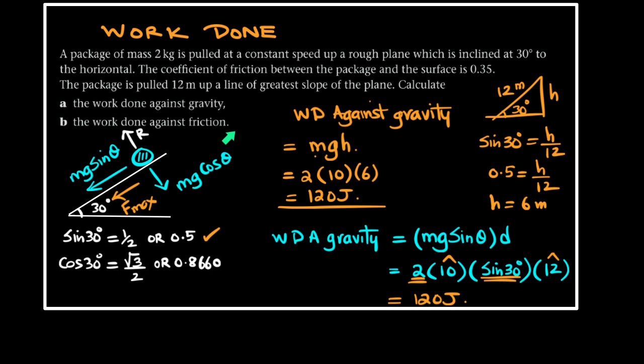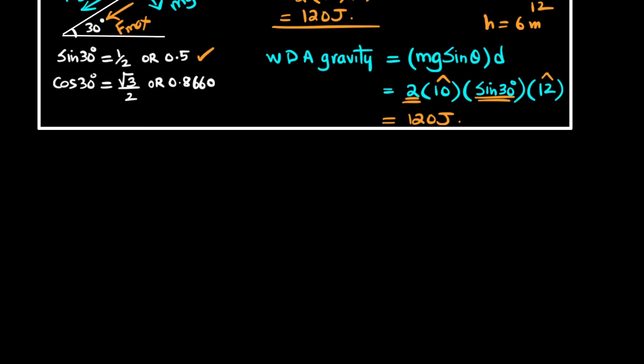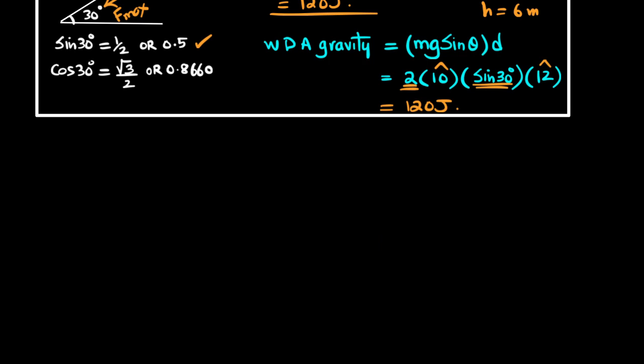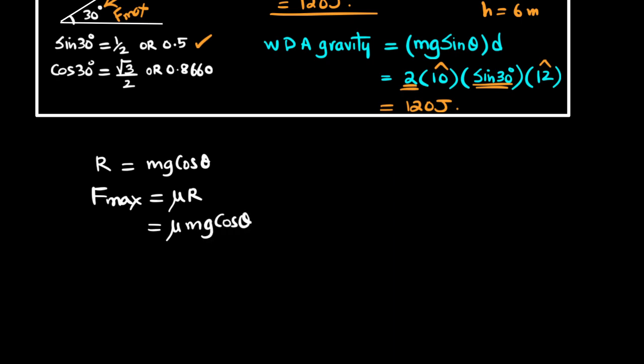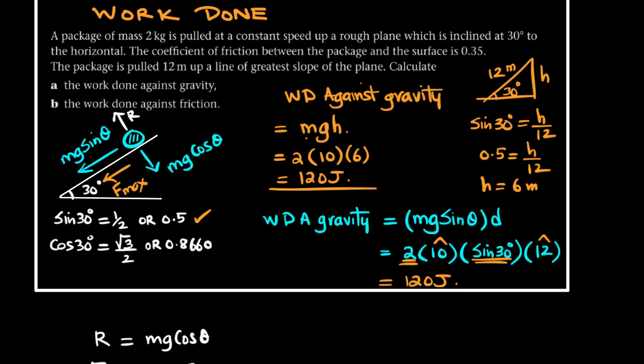Now let's focus our attention to work done against friction. What is R equals to? Mg cosine theta. What is F max? Mu R. So let's do this calculation. We know that R is mg cosine of theta and F max is mu multiplying with R. So that is mu mg cosine of theta. Do we know the value of mu? Yes, we know the value of mu, which is 0.35.